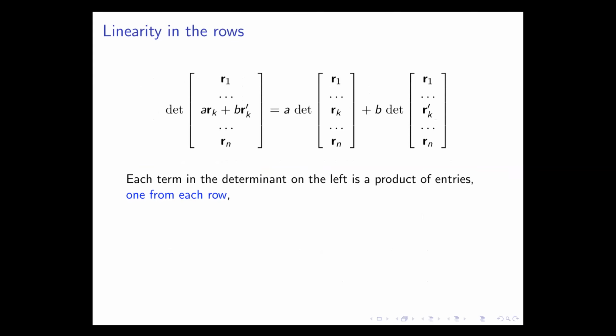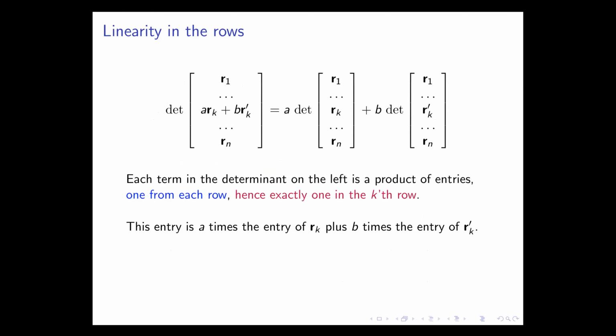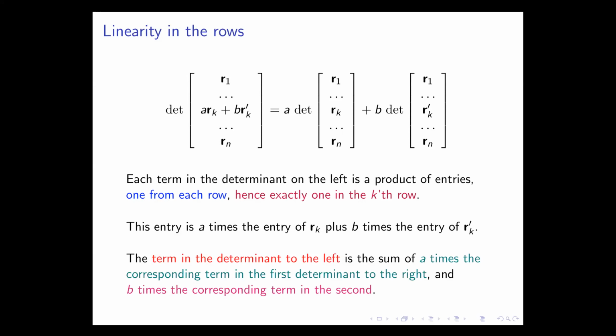Each term in the determinant on the left is a product of entries from each row, and therefore one in the kth row, and then it will decompose into a sum of two entries, which you can again combine into determinants of the respective matrices. Okay.